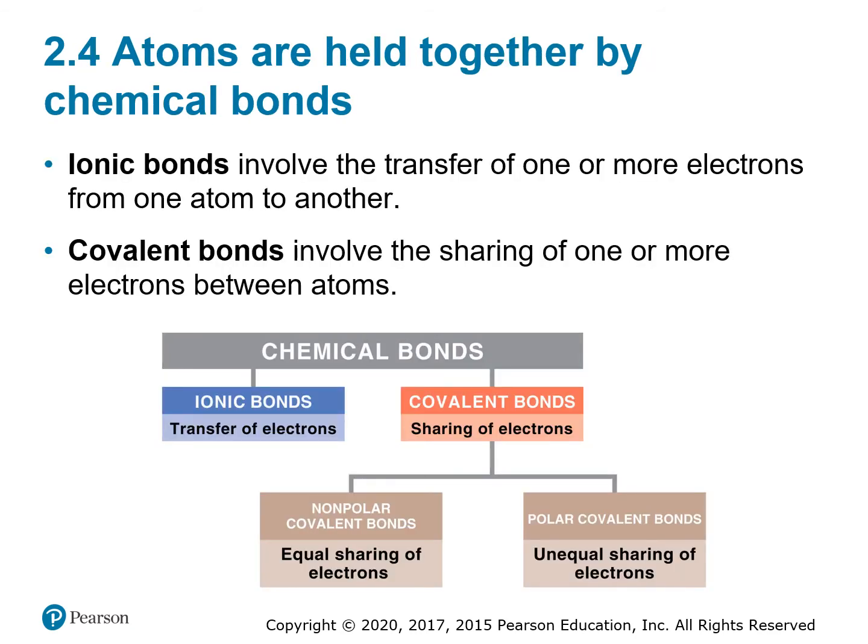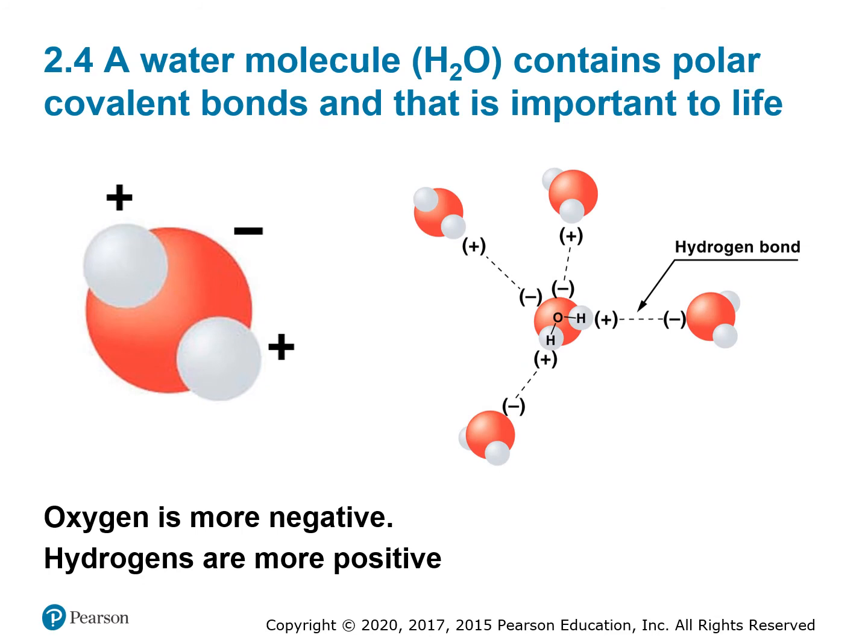When atoms come together, they are held by what we call chemical bonds. And there are two major categories of chemical bonds. One is ionic bonds, where there's actually a transfer of one or more electrons. And then there are covalent bonds, which involve the sharing of one or more electrons. These will play a role if you get deeper into the chemistry of living things, but they're also helpful for us when we start thinking about one of the most important molecules for life, which is water.